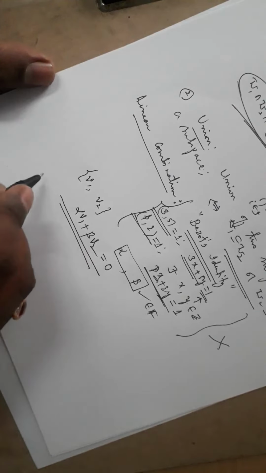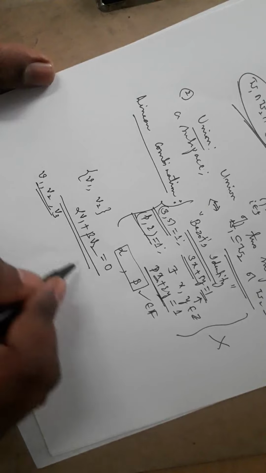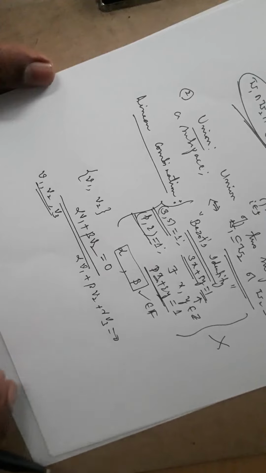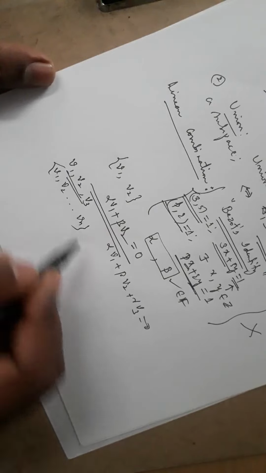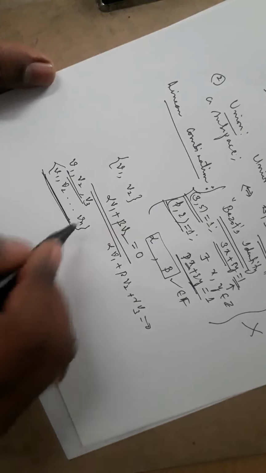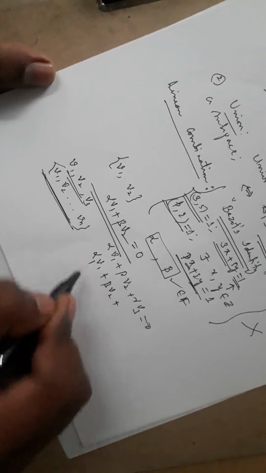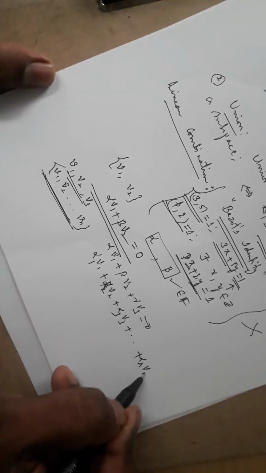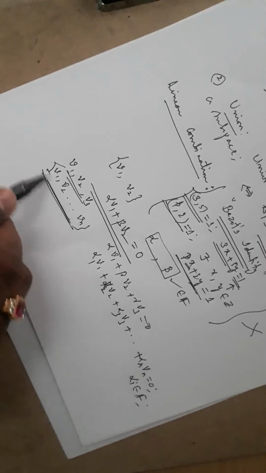This idea is clear. If V1, V2, V3 are there, then what is the linear combination of these? Alpha V1 plus beta V2 plus gamma V3 equals 0. In general, if V1, V2, and so on up to Vn is the set, then what is the linear combination? Alpha 1 V1, alpha 2 V2, alpha 3 V3, and so on up to alpha n Vn equals 0, where each alpha is a scalar. So this is a linear combination of these vectors.